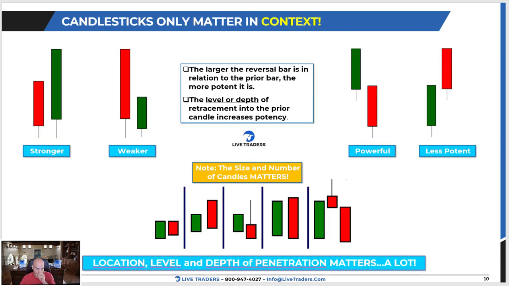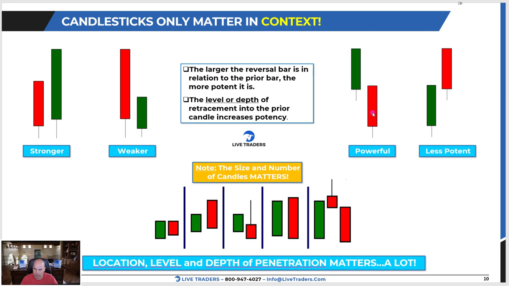Of the charts we're going to talk about, this slide is probably going to be most influential today, because we talked about level and depth of retracement into the prior bar, and that level or depth increases or decreases the potency of the trade. So you have this start on the right hand side. You have this big green bar right here. Well, then the stock gaps down and takes out 70% of that. Well, that's very, very bearish. And not only did it take out 70% on the gap, it kept on going down.